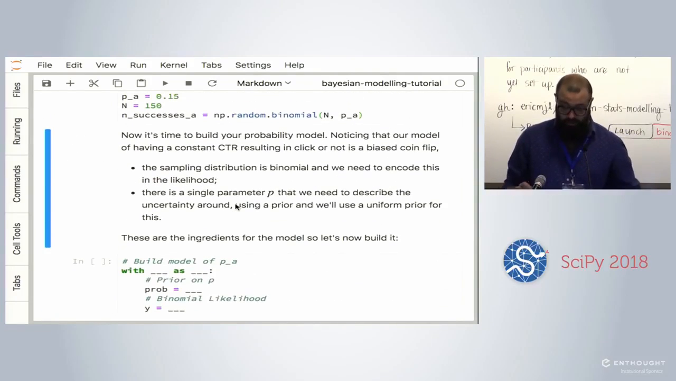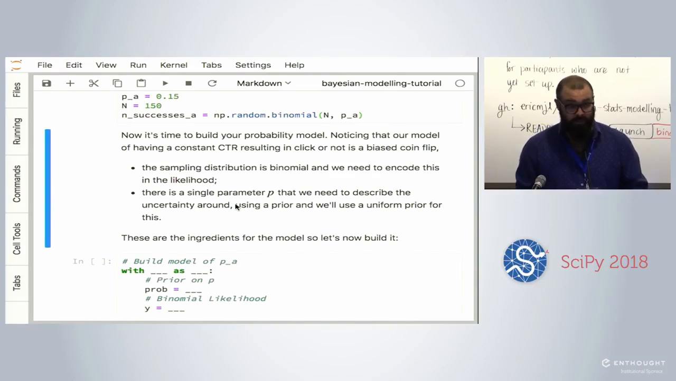Okay, so now it's time to build our probability model. Let's think about our assumptions here. We're assuming that our model has a constant click-through rate, resulting in a click or not. And that's a biased coin flip. So then the sampling distribution is binomial, and we encode the sampling distribution in the likelihood. So it's the probability of the data given the model, right? So that's going to be the binomial.